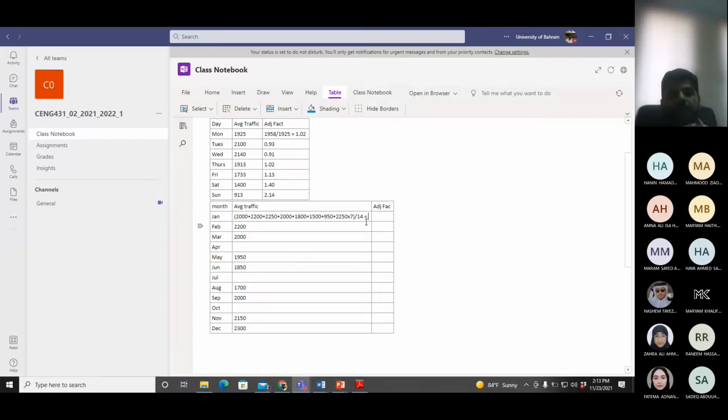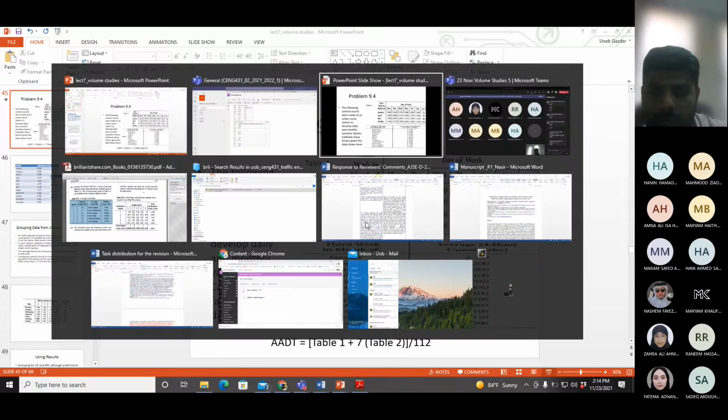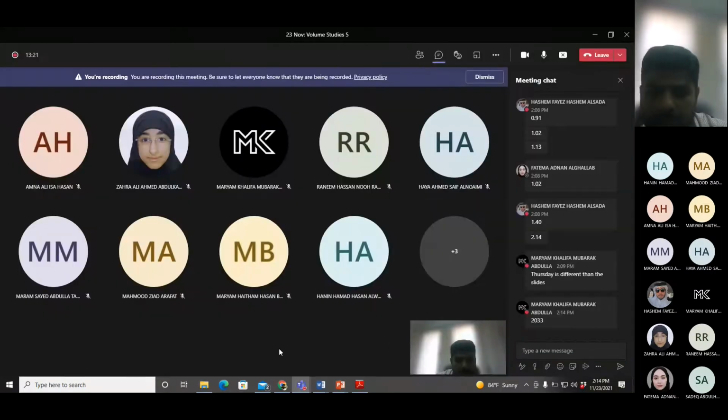So what's the total here? If you have any question, please do ask me. Give me the average for January. Somebody have a question, please go ahead. So I added all the values from the first table. And from the second table, I took the average value, which was the average for 7 days, and multiplied by 7 to distribute it into the number of days, and then divided by 14, the total number of days. $2033. Okay.